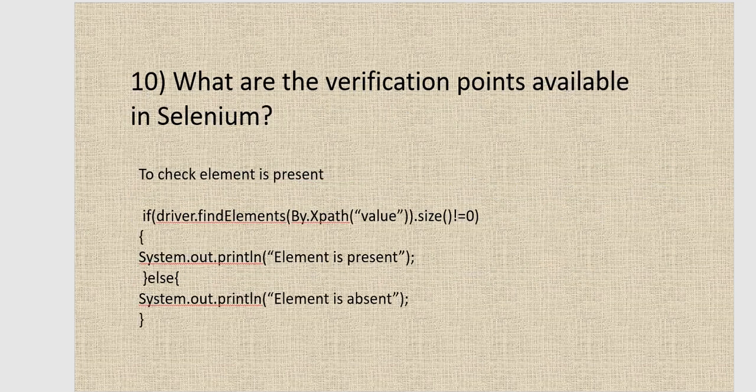Next question is what are the verification points available in Selenium? Verification point means we have to check whether the element is present or not, visible or not, or displayed or not. First is to check whether the element is present or not. For that we first locate the web element and compare that its size is not equal to 0. If its size is not equal to 0, that means the element is present, else the element is absent.